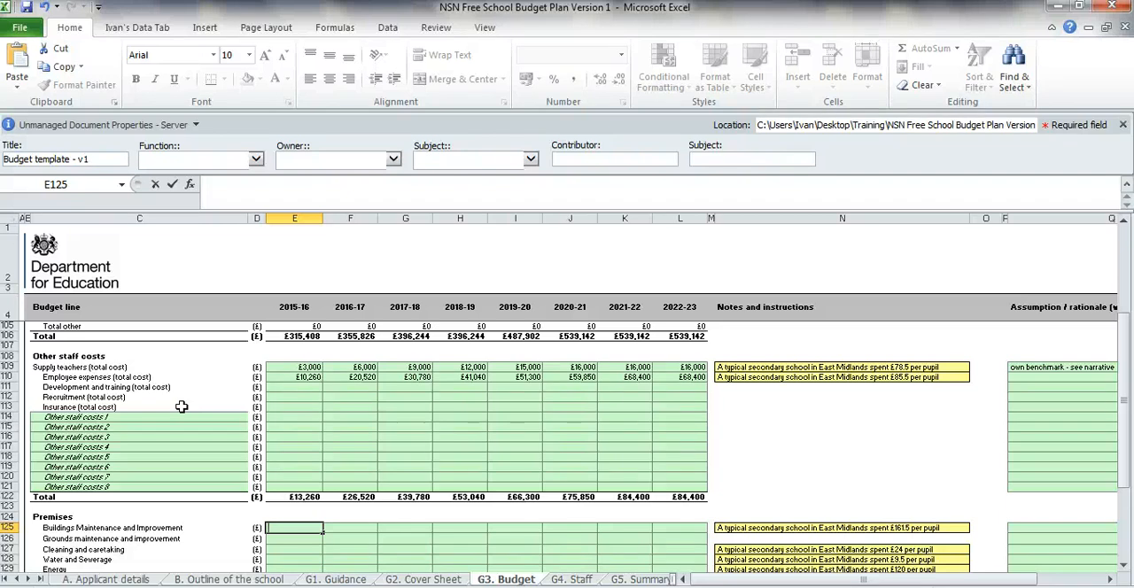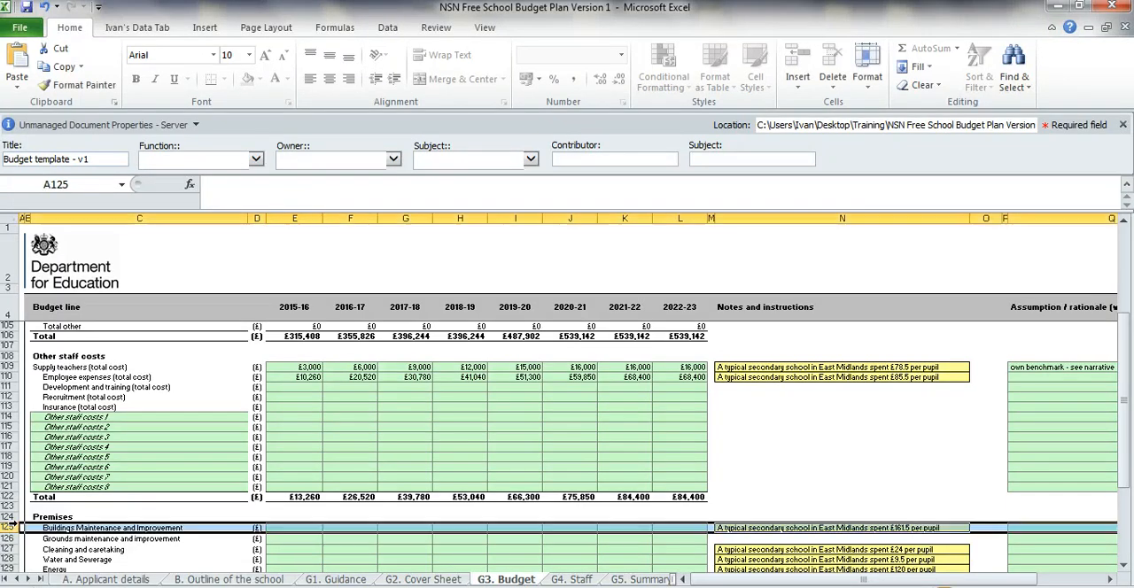So let's look at premises expenditure now. Going down to line 125, that's line 125 on buildings, maintenance and improvement, and looking at column N, notes and instructions, I can see that the DFE benchmark is for an expenditure of £161.5 per pupil.